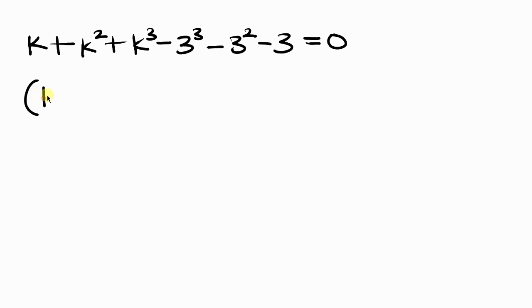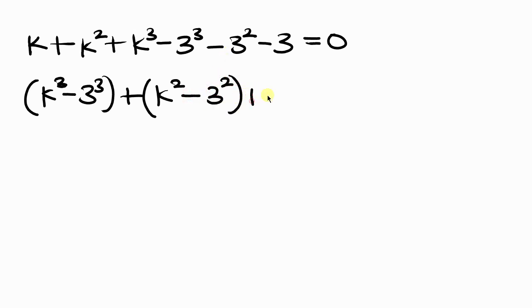This is k cubed minus 3 cubed. Group together plus the terms with square. This is k squared minus 3 squared. And then the terms without cube, which is k minus 3. Very good. And this is equal to 0.